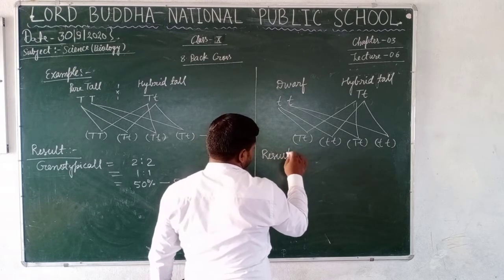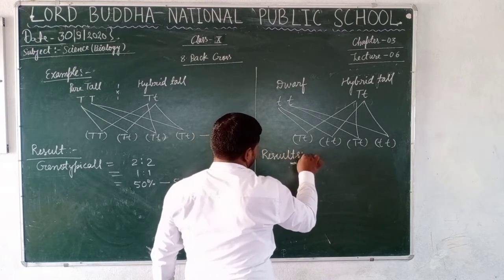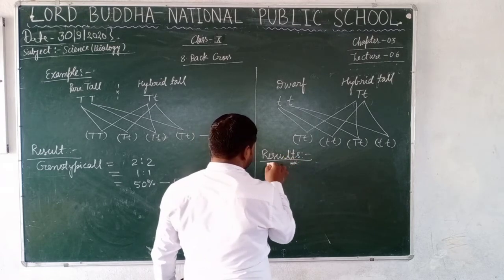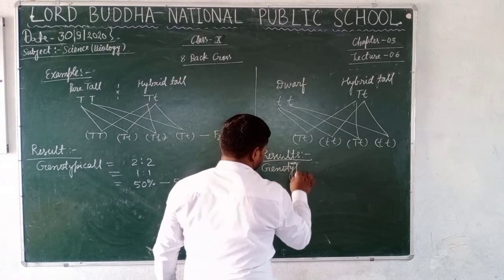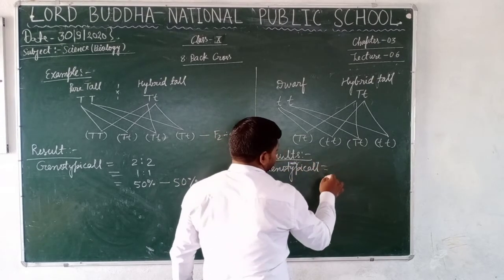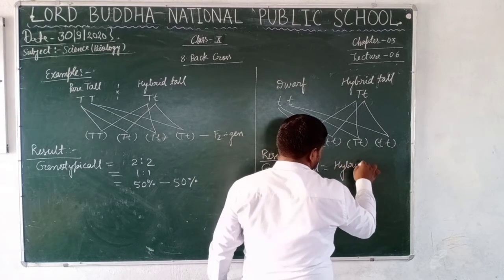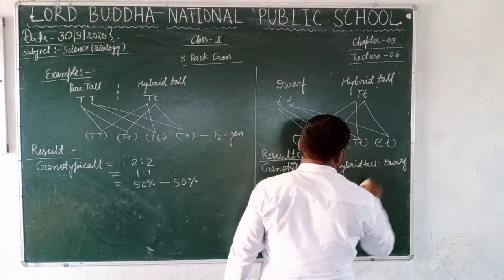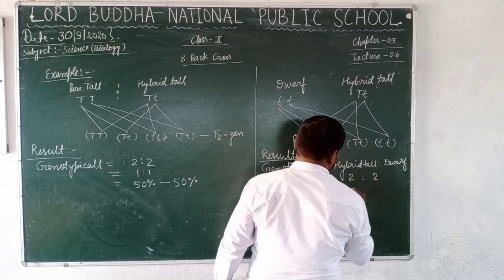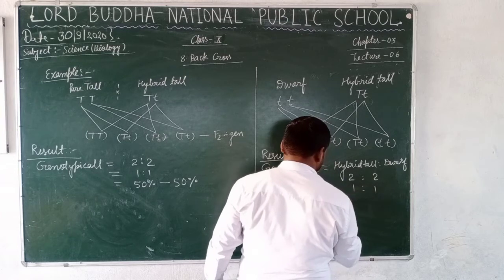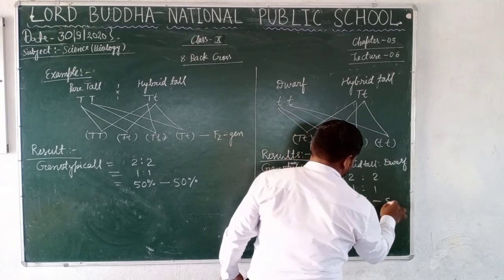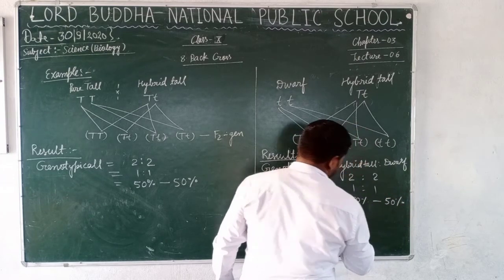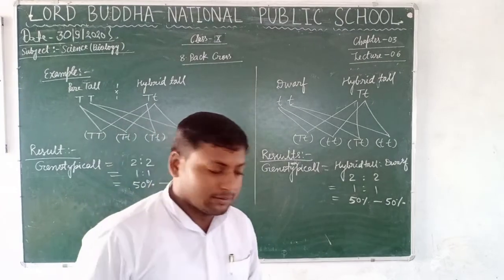The result of hybridization genotypically: hybrid tall ratio dwarf. The 2:2 is in simple fractional ratio 1:1, which is 50-50% chance of having the hybrid or the dwarf species of the plant.